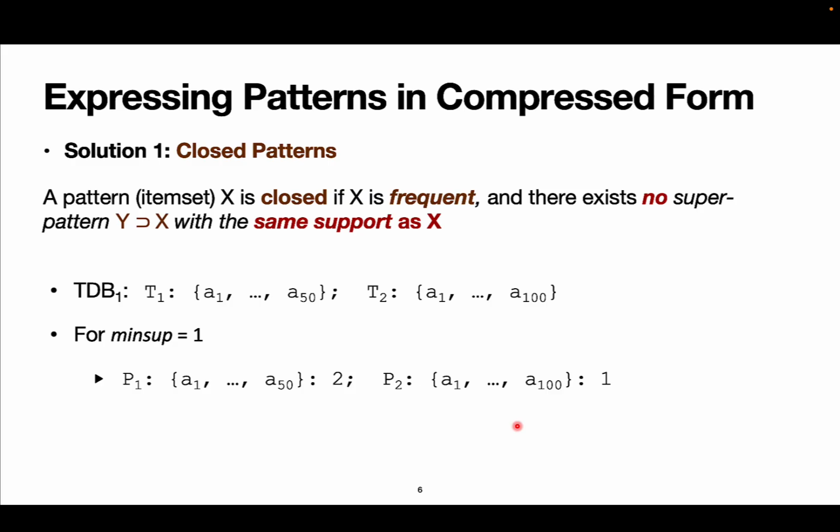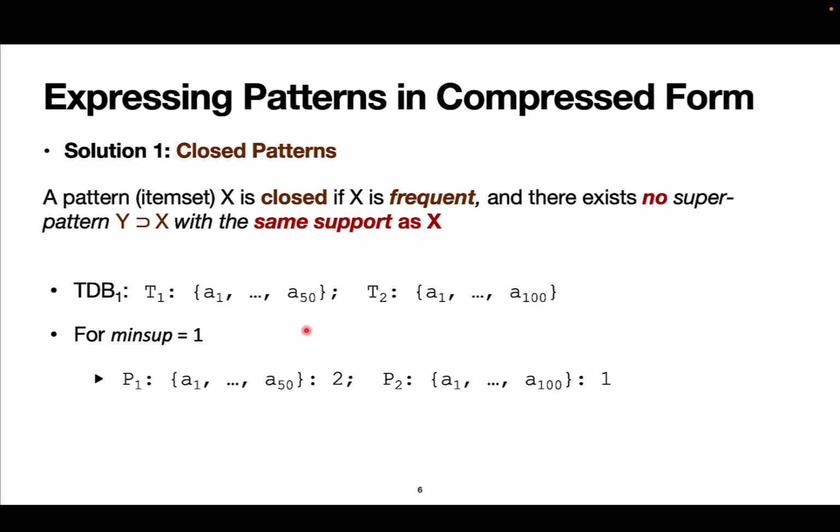Here's the definition of the closed patterns. A pattern or item set X is closed if X meets two conditions. First, X needs to be frequent, and there exists no super pattern Y that already contains X with the same support as X. So this is very important. I don't have a larger superset that contains X and shares the same support.